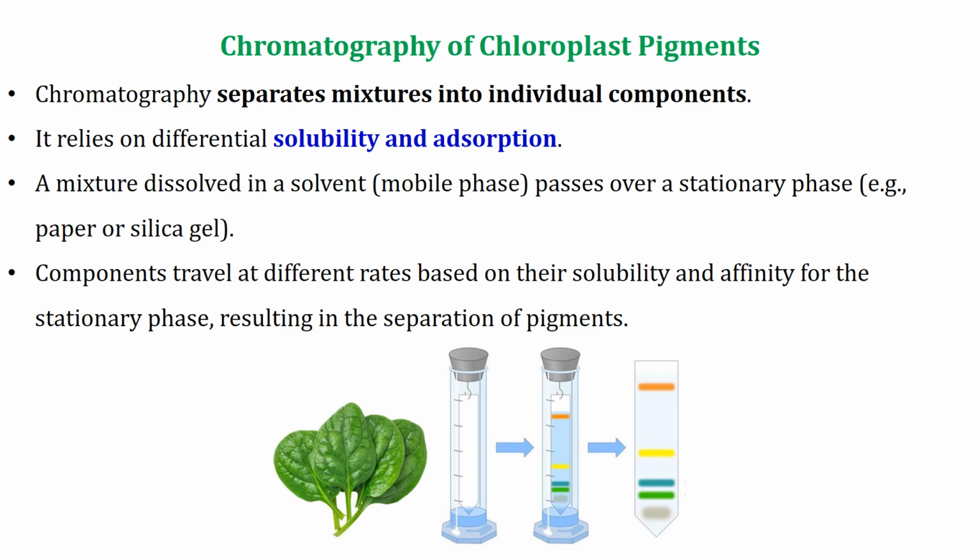To separate plant pigments, we use chromatography. This technique separates mixtures based on solubility and absorption on a stationary phase. Different pigments move at different rates, forming distinct bands.